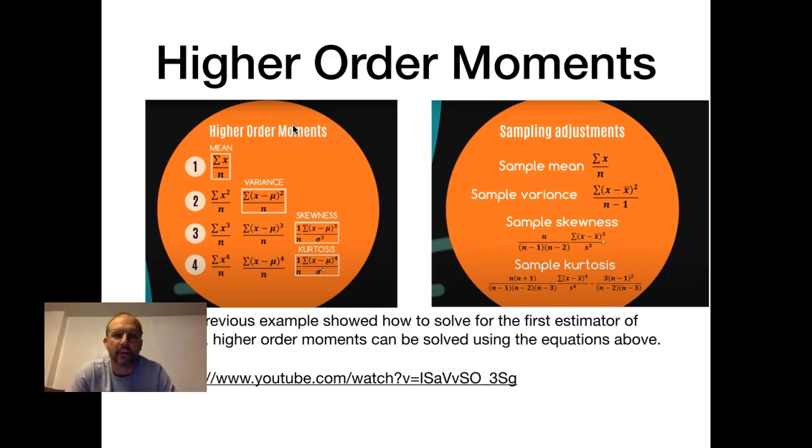We just went through an example solving for the first estimator of mean. Higher order moments can be solved using the equations above, and this is where variance, skewness, and kurtosis came in. On the left are just the estimates. On the right are adjusted with the degrees of freedom. You can see as we go up in higher order moments, the equations to actually solve for those parameters become more difficult.